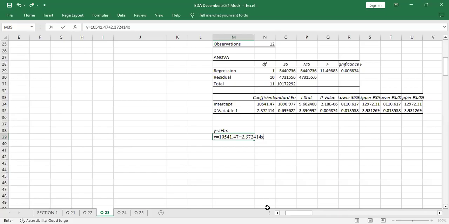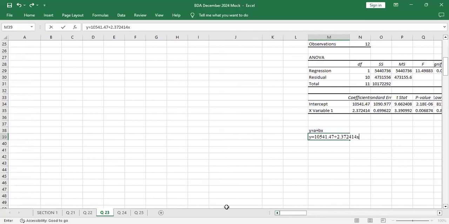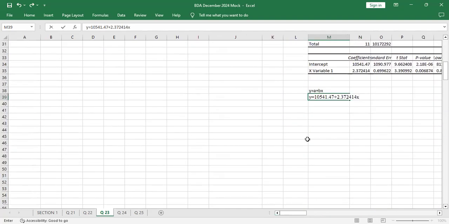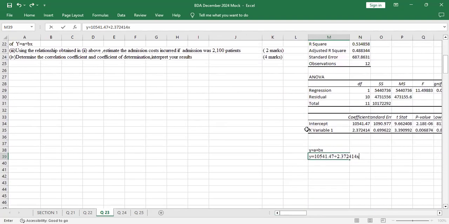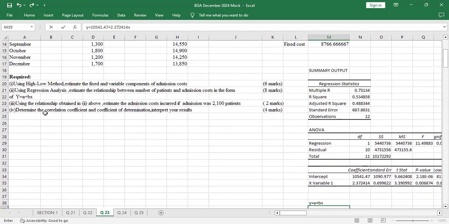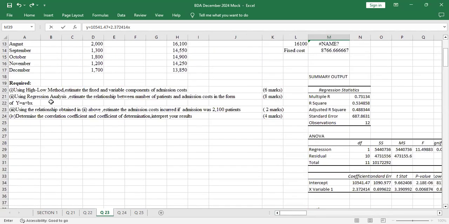So that's what the examiner required of you when the examiner asked you to use a regression analysis to estimate the relationship between number of patients and admission costs in the form of y is equal to a plus bx. It means they were telling you to find the value of a and b. So y is equal to a, which is 10,541.47, plus bx. By that, you have answered that question and you get yourself 8 marks.